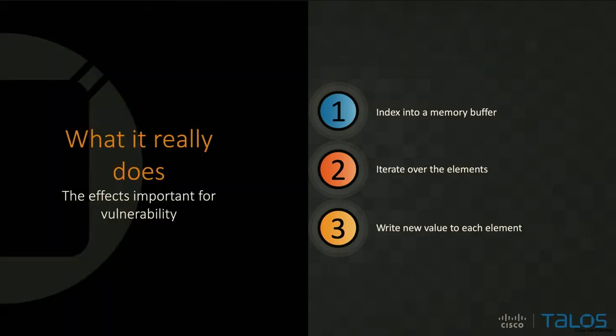What it really does is what we're interested in: what it does in memory, or how it achieves its goal. To translate this into memory manipulation, it indexes into a memory buffer, iterates over the elements in the memory buffer, and changes the value of those elements of that array in memory. What we're interested in here is if we can somehow get it to do something wrong while iterating through that memory array, we can maybe achieve memory corruption.